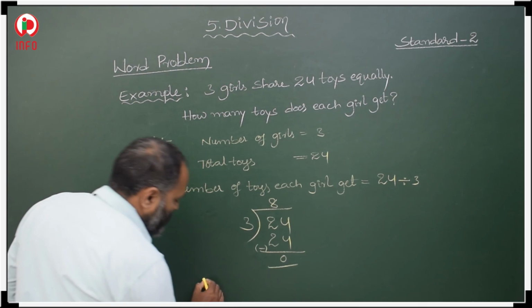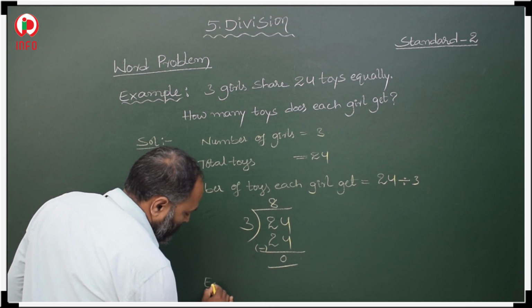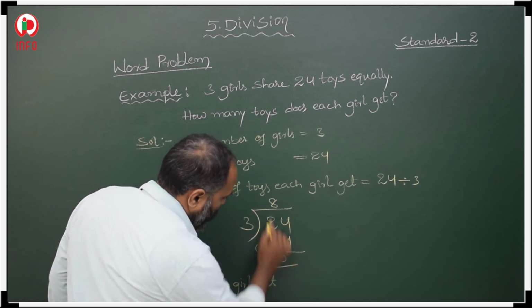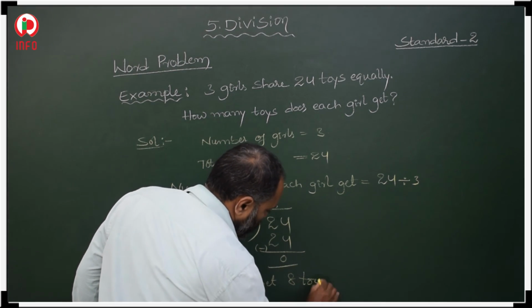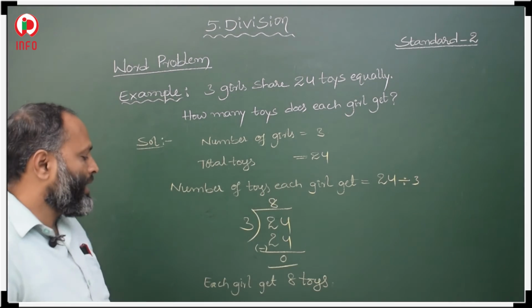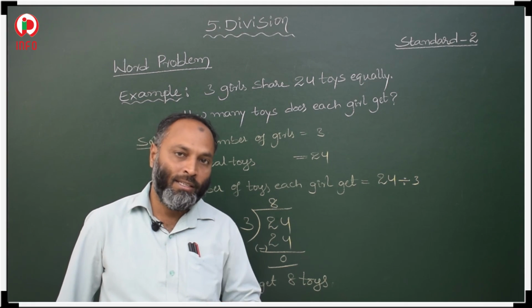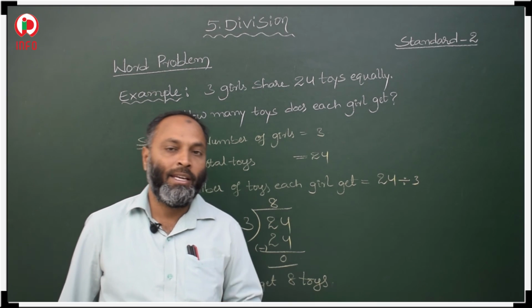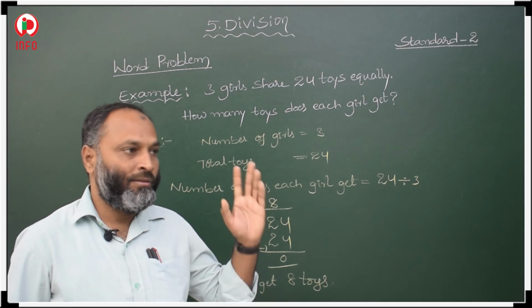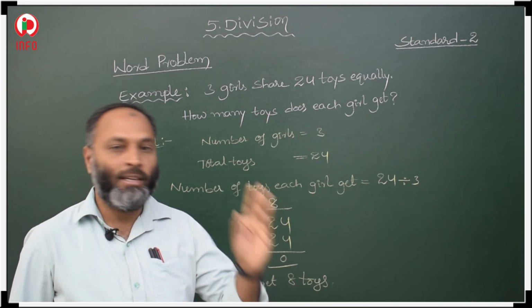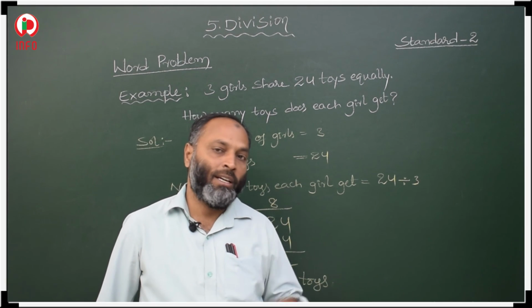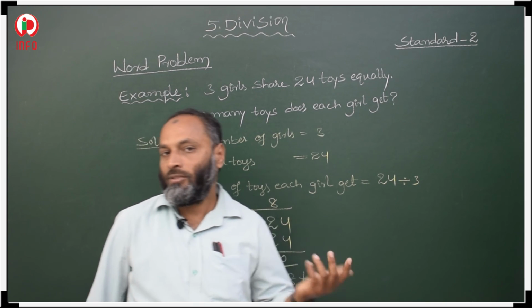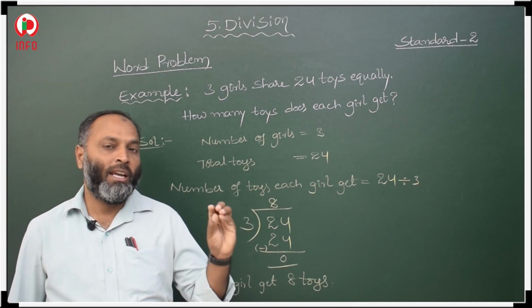Okay. So what is the quotient here? 8. Each girl gets 8 toys. So in this way we divide and say how many toys each girl can get: 8 toys. The first girl will get 8 toys, the second girl also gets 8, and the third girl also gets 8 toys. So the 24 toys are shared, 8 each among the 3. Okay.